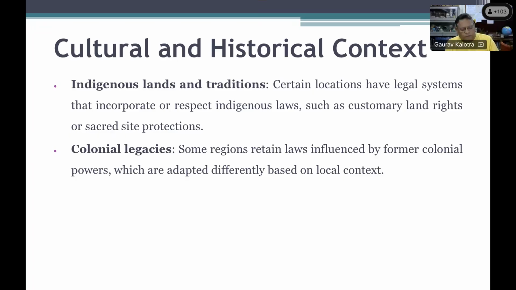Pepsu, Patiala, and East Punjab princely states. Okay, so that was Pepsu. So till I think the 50s, this Pepsu was there, but later on it merged with Punjab. So these princely states were the part of colonial legacy. Their rules and regulations continued even after independence for almost a decade, but later on it was absorbed.